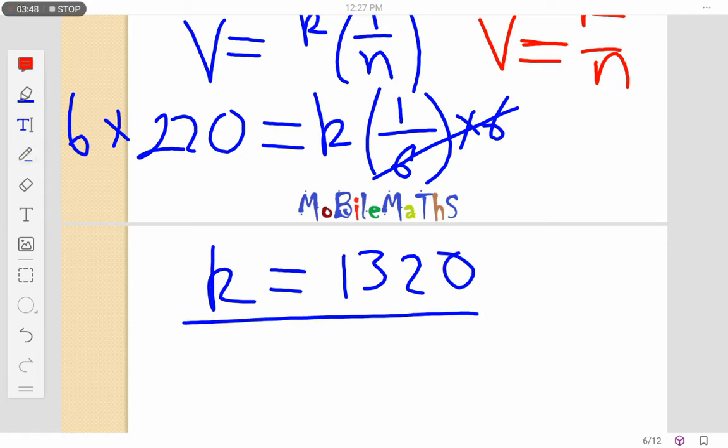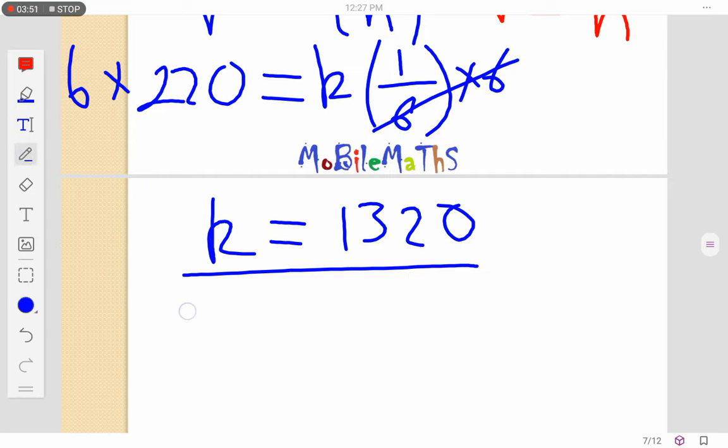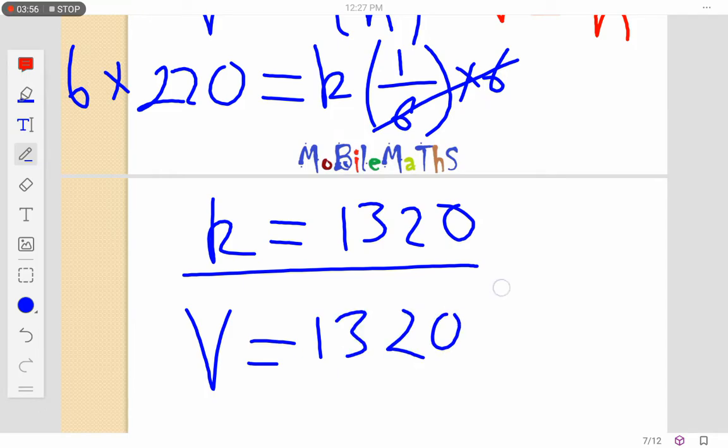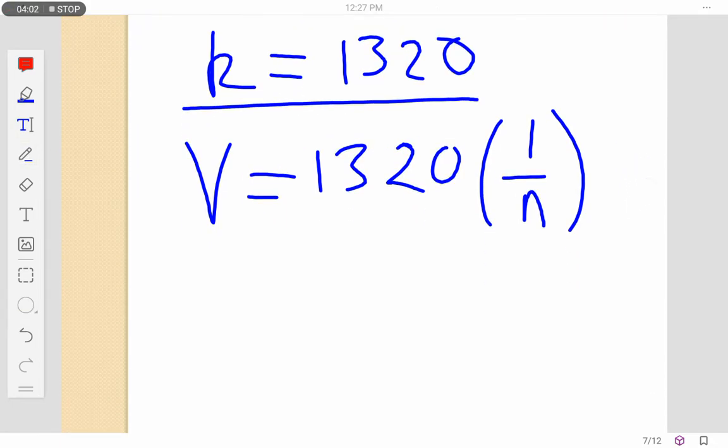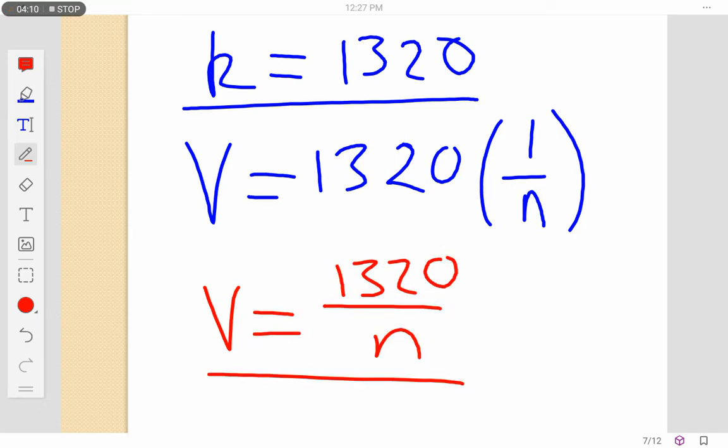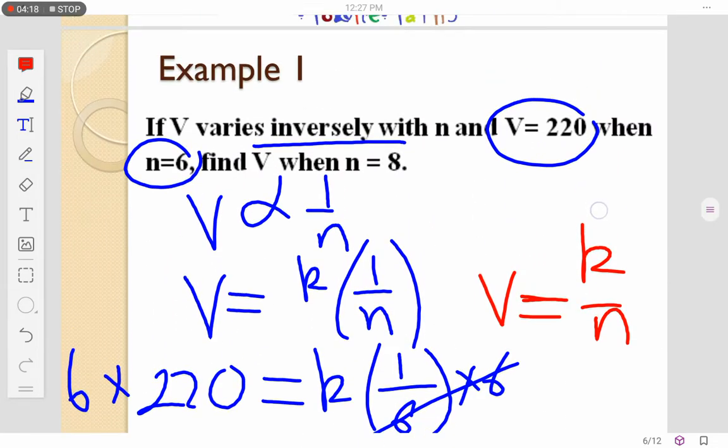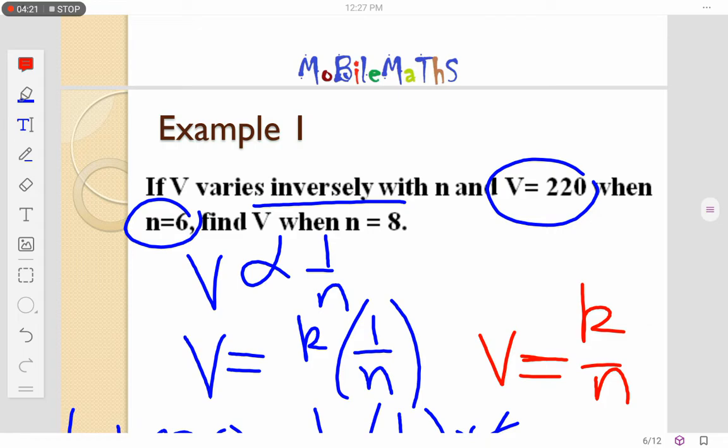Now to write our relationship, we say V is equal to 1,320 times 1 over n, or else you can write it the other way that I have shown you, V is equal to 1,320 over n. It's all one and the same thing. Now that we have built the relationship, the second part of the question was asking us to find the value of V when n is 8.